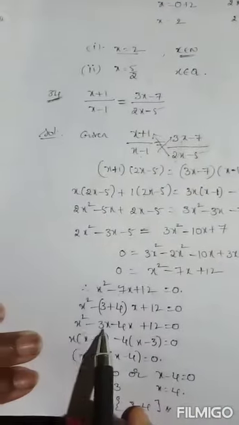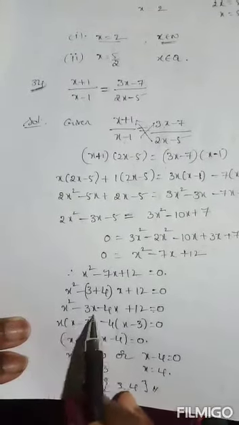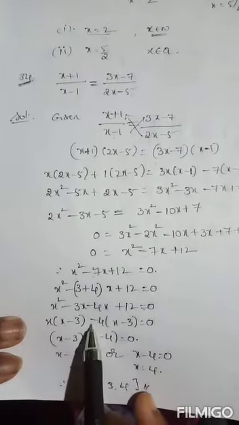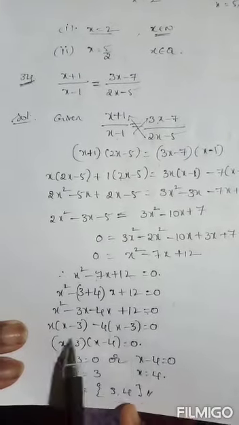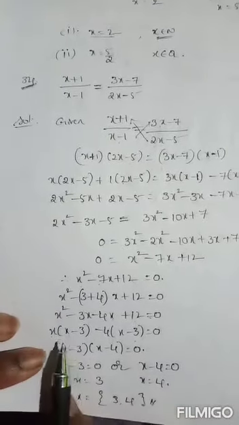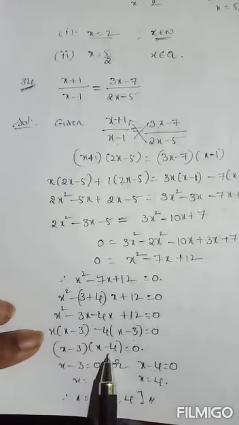Then x square minus 3x minus 4x plus 12. From the first two terms take x common, then x minus 3. From the last two terms take minus 4 common, then x minus 3. Then from the first and last we get only x minus 3 common. Then take x minus 3 out. Then from the first x is left and from the last minus 4 is left.